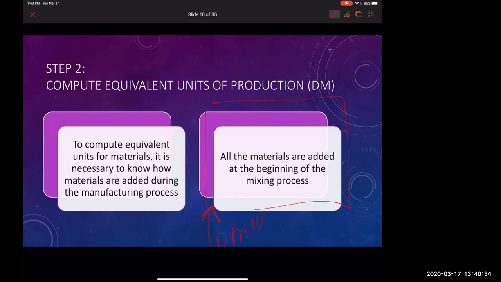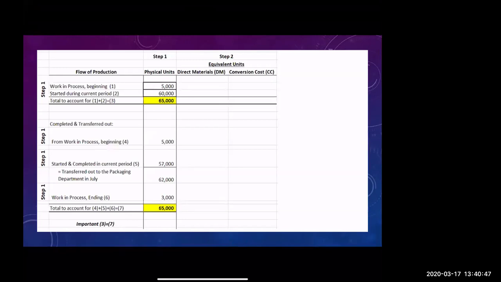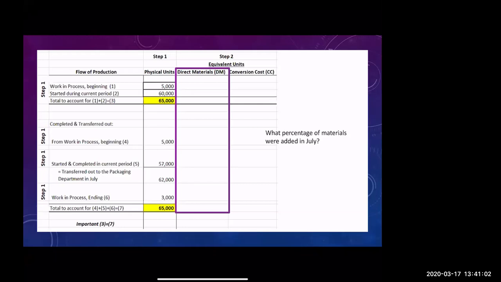So we're going to add 100% of all of the direct materials. As soon as we start working on this gallon of ice cream, we're going to add in everything that we need, okay? All right, so this is where you should be right now. Now we're going to try to put everything on the same playing field, okay? Again, we're only going to focus on direct materials right now. All right, so step 1 of the process.